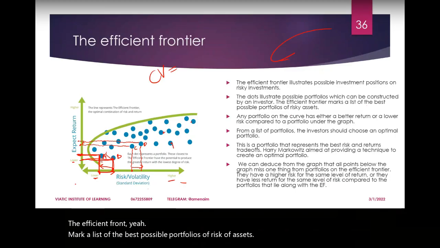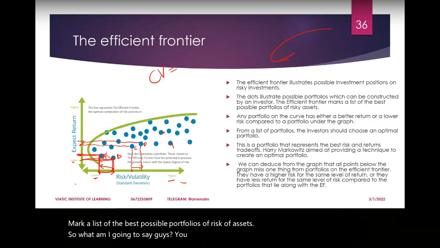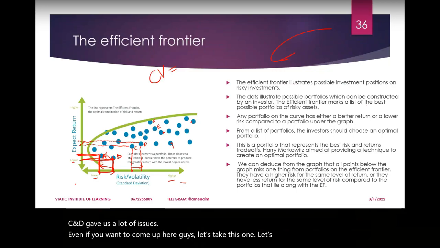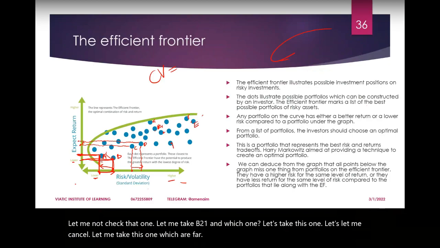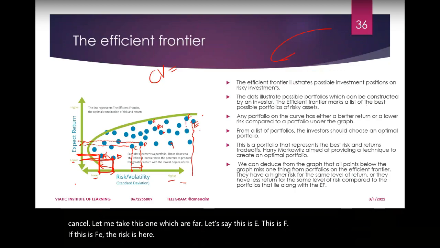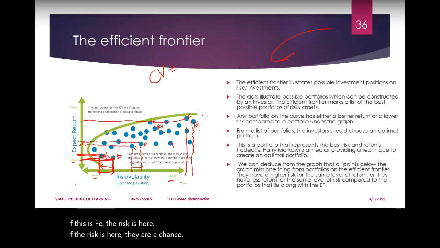So what we are going to say, guys, you see that C and D gave us a lot of issues. Even if you want to come up here, let's take this is E and this is F. Let me take the ones which are far apart. Let's say this is E, this is F. If this is E, the risk is here. F, the risk is here. There is a chance. My drawing may not be good. You see, there is a chance. You see, it's very difficult to come to a conclusion.